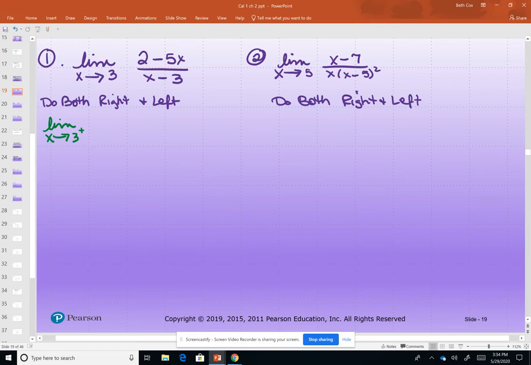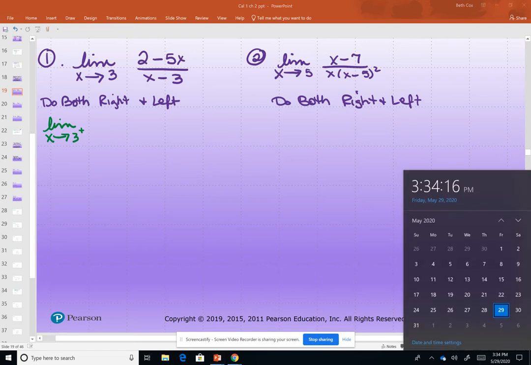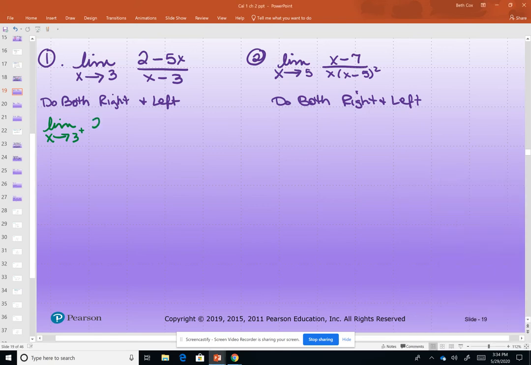Okay, as x approaches 3 from the right. Now, one of the ways to do this is to break this down into 2 minus 5x times 1 over x minus 3. And this is one of our limit laws. And I haven't discussed the limit laws with you.